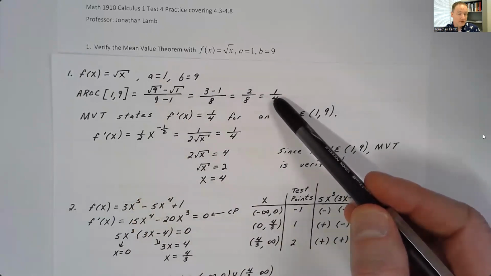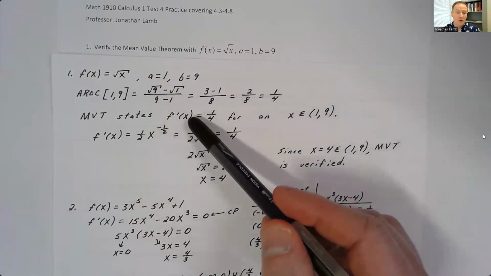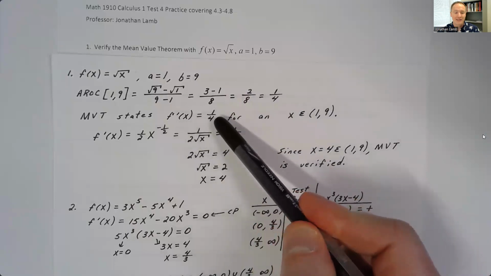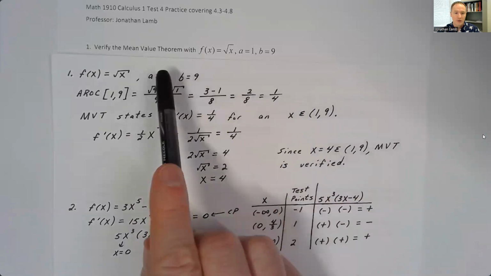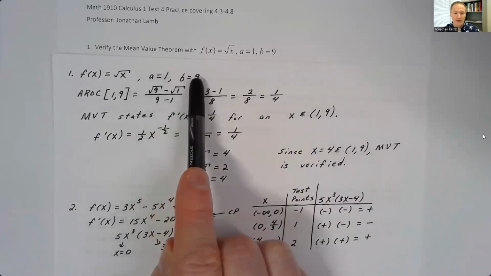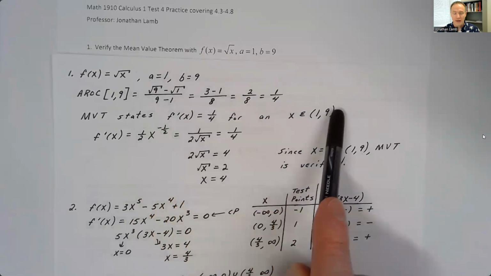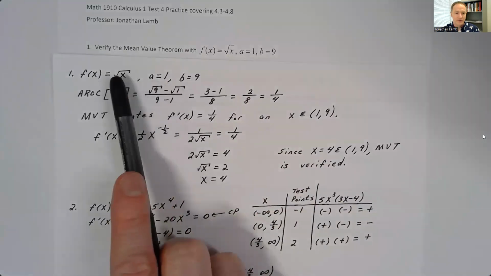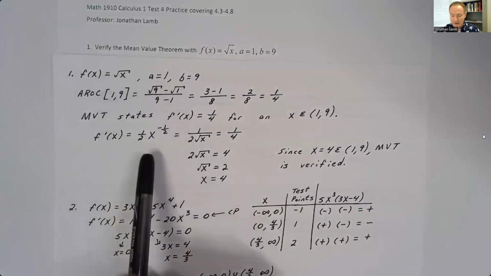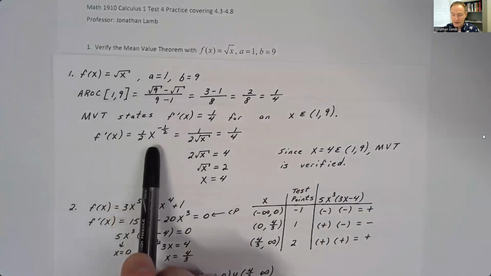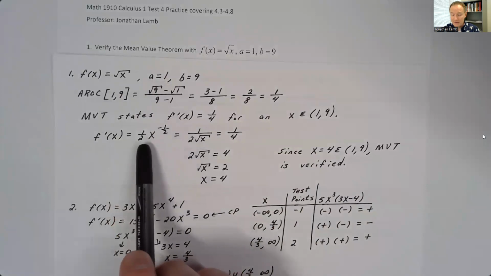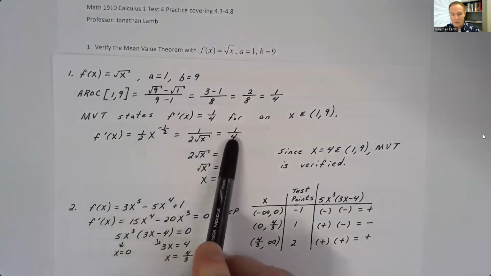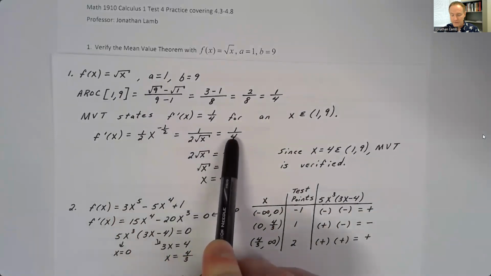Well, what the mean value theorem guarantees is that we know the derivative, which has to give you the instantaneous rate of change, has to equal 1 over 4 for some value of x between 1 and 9. I just have to show that. So now I say, okay, take that derivative. Derivative of x to the 1/2 is 1/2 x to the negative 1/2. And that's the same thing as 1 over 2 root x. I set that equal to the average rate of change, 1 over 4.